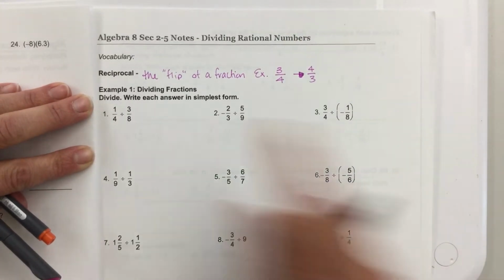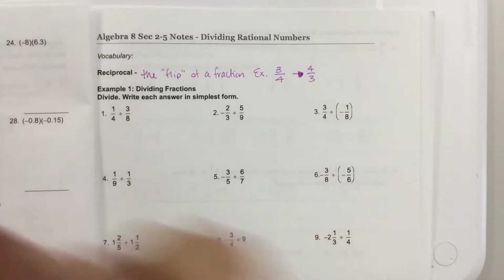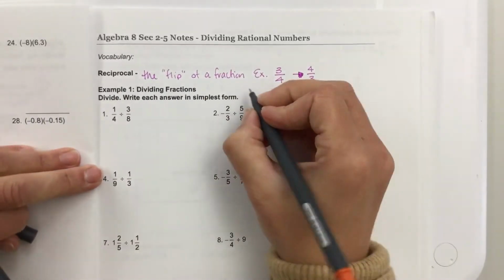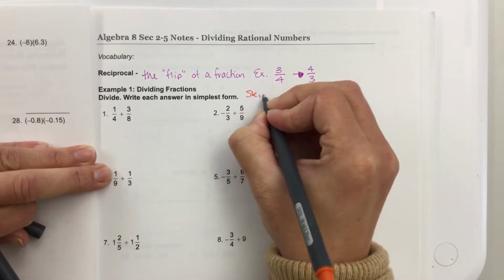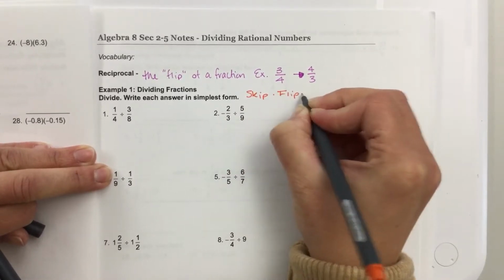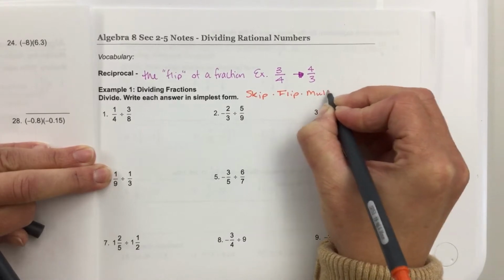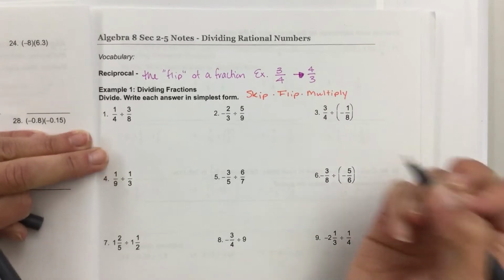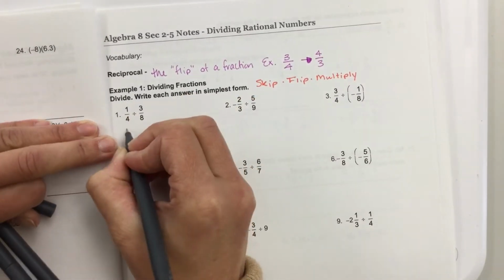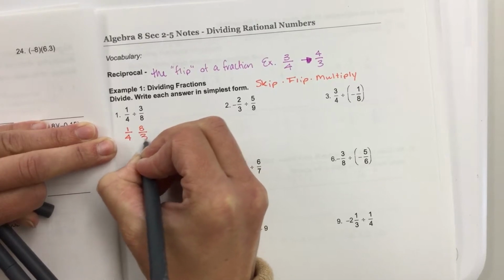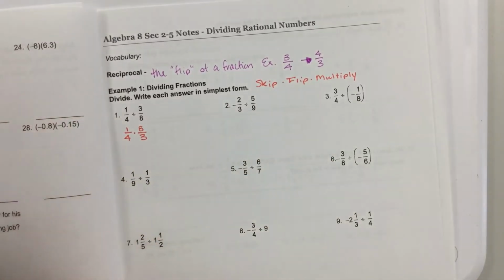Okay? So when we divide fractions, I hope that you guys remember our little trick: we skip, and then we flip, and then we multiply. So if you know how to multiply fractions, you can divide fractions. So again, we skip, we flip, then we multiply.